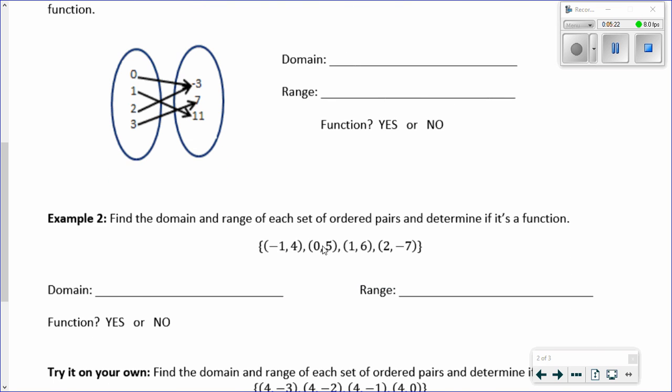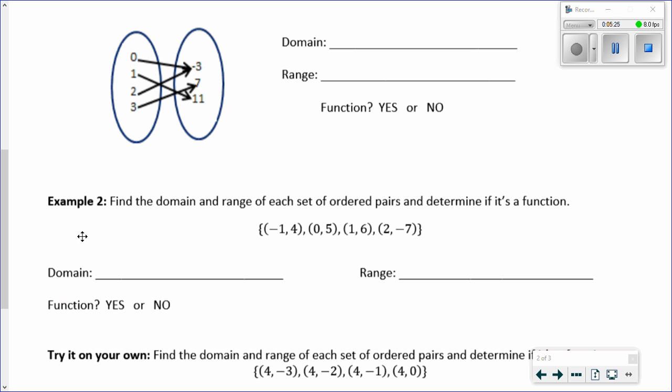Okay, example 2, now we have a set of ordered pairs, so we're going to determine the domain and range, and is it a function or not. So for domain, I'm looking at the x values. So I'm going to go through and underline all of the x values in blue so I know what I'm talking about. So I've got -1, 0, 1, and 2. So they're already in order from least to greatest, which is great. So I'm just going to write them down, put commas in between, and braces around.